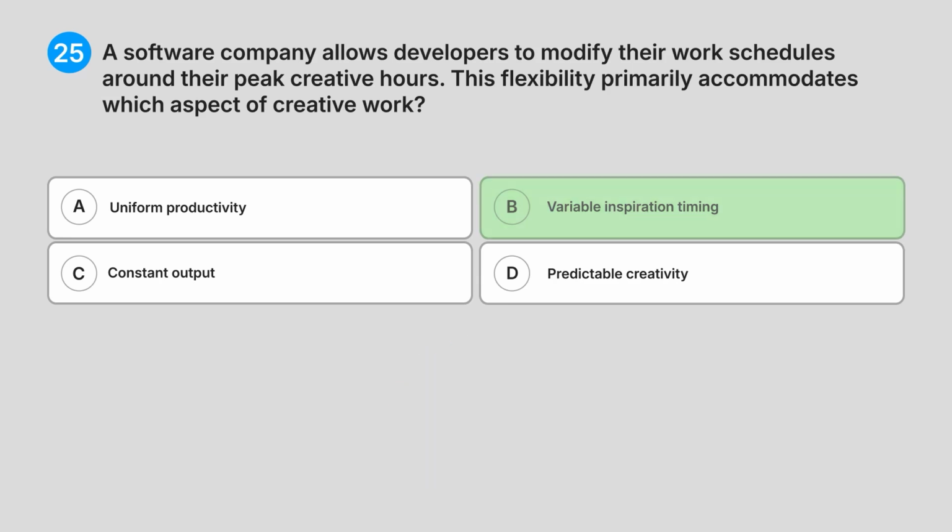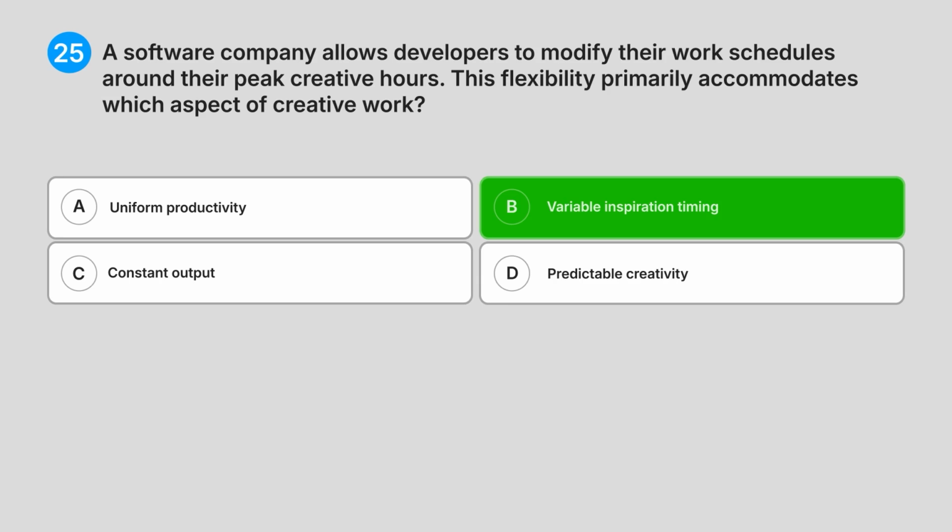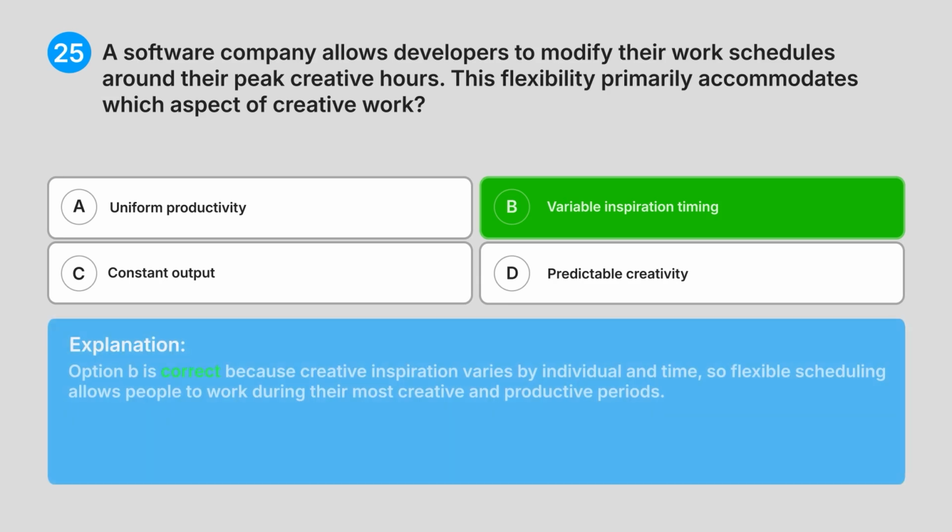Correct answer, B. Variable inspiration timing. Explanation. Option B is correct because creative inspiration varies by individual and time. So flexible scheduling allows people to work during their most creative and productive periods.